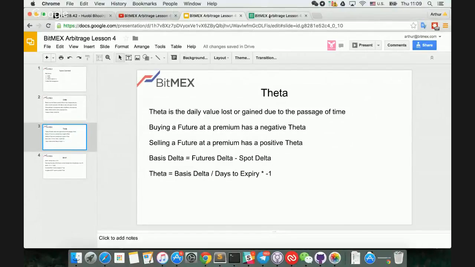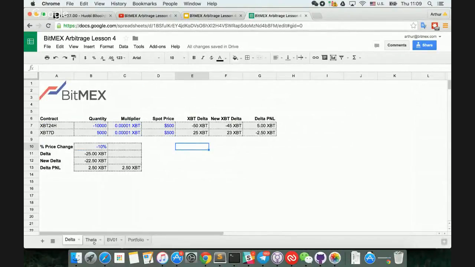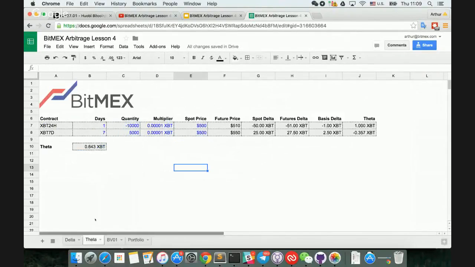So if we go back to our spreadsheet on the theta tab, again, we have our daily and our weekly futures contracts. We're going to compute both the spot delta here based on the $500 spot price, and then our futures delta here. And now we come up with the basis delta for each contract, and then we divide by the days to expiry. So what does this mean?